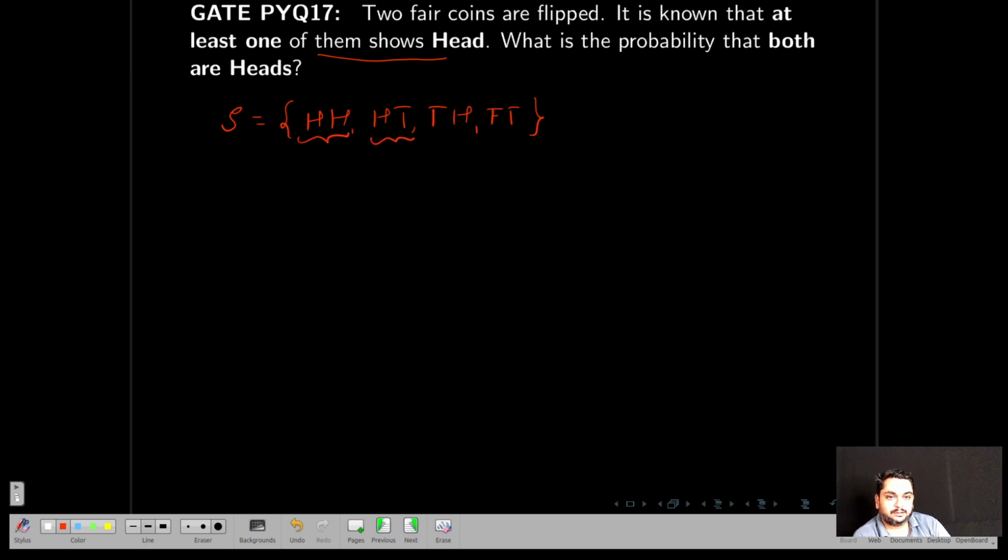This contains one head, this contains one head, this also one head. So there are 3 possibilities, okay, which contain head, because they want to say that at least one head should be there, and both of them are head. Probability of getting both are head is only 1. So the answer is 1 by 3. Very simple.